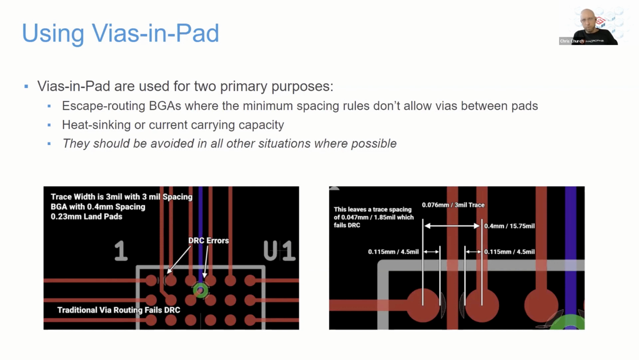There are really two primary places you should be using those. One is for escape routing of BGAs, and that is where the balls are so close together that you can't actually fit a trace or a via between them without breaking the DRC rules. And we've got some examples in the visuals here of doing that. And the other case is for heat sinking or current carrying capacity. Really, you should try to avoid putting a via in a pad for any other purpose because if you do it correctly, the costs are going to increase.